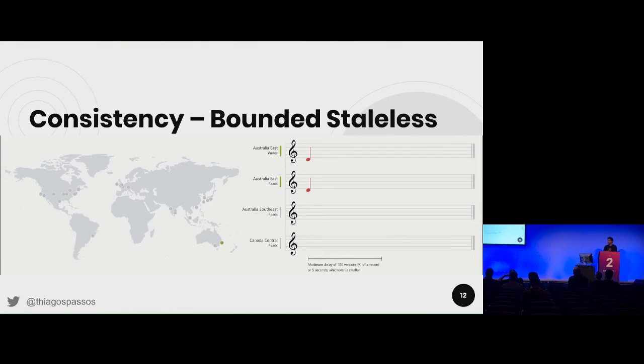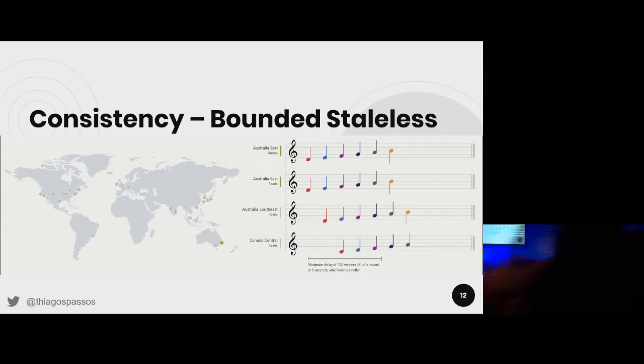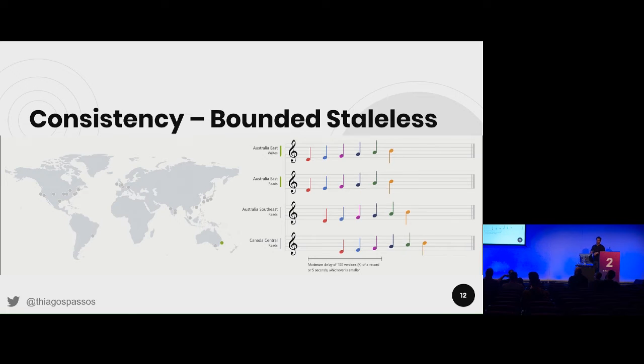Then you have bounded staleness. So the read and write will have a strong consistency. But as you go to other regions, you're going to have a slight delay, which is 5 seconds or 100 versions, whichever is smaller, all right? And that's acceptable for most of the applications we write, okay?